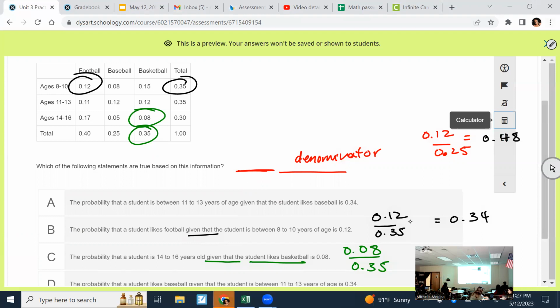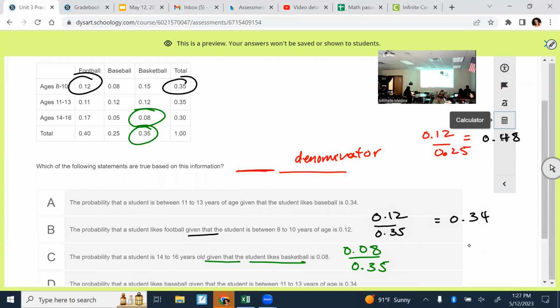I already know that's not going to be correct for that one, because if I'm dividing 0.08 by 0.35, it's not going to be 0.08. So I know C is not going to be it. So process of elimination, it would have to be the last one, and your answers might be shuffled.